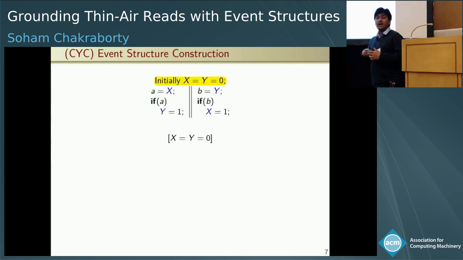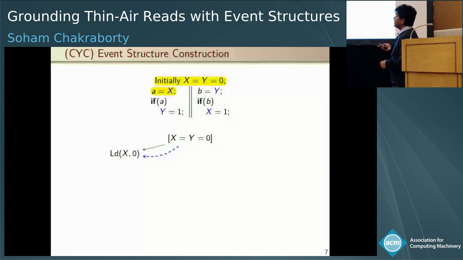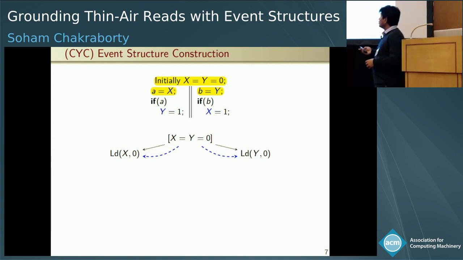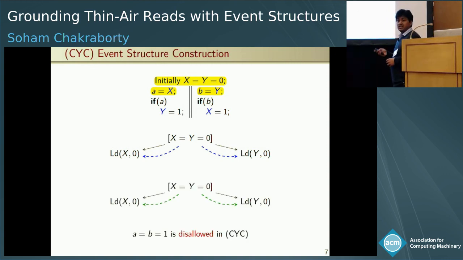Now let's go to the other example and see how we actually discard the same behavior in this program. So in this program, similarly, we create the initial events, and then we go to the first thread, create load x0, but we cannot proceed any further. And then we go to the second thread, create load y0, and we cannot proceed any further. So the only execution extracted from this event structure is where A equal to B equal to 0. And thus we discard this outcome.